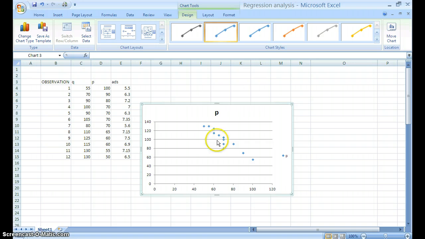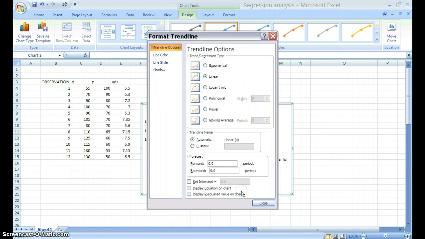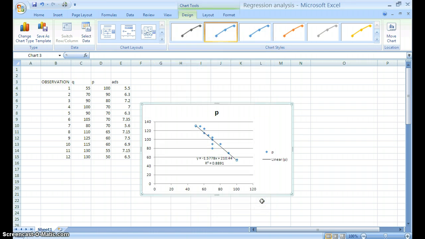Okay, now I right click on one of the points and say add trend line, and down where my options are I say display the equation on the chart and display the R-squared value, and there's the answer. The equation is y, which is the vertical, which in this case is quantity, is equal to minus 1.5778 times x, which is the price, the horizontal axis, plus 210.44. So that would be the equation for the best fit line through those data points.